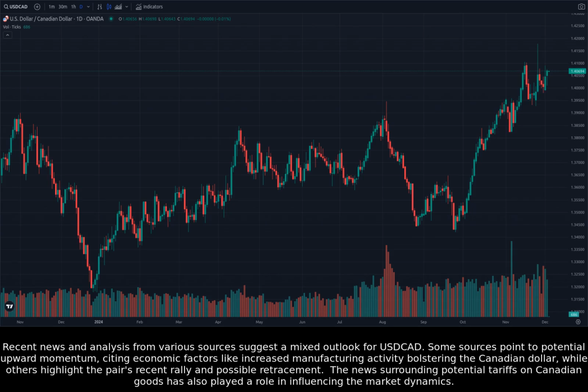Recent news and analysis from various sources suggest a mixed outlook for USDCAD. Some sources point to potential upward momentum, citing economic factors like increased manufacturing activity bolstering the Canadian dollar, while others highlight the pair's recent rally and possible retracement. The news surrounding potential tariffs on Canadian goods has also played a role in influencing the market dynamics.